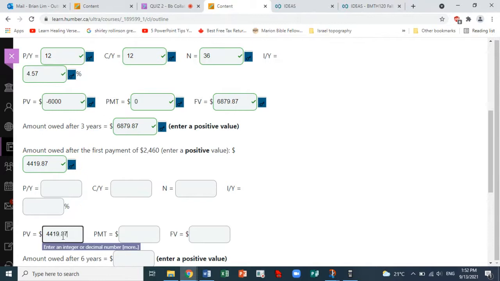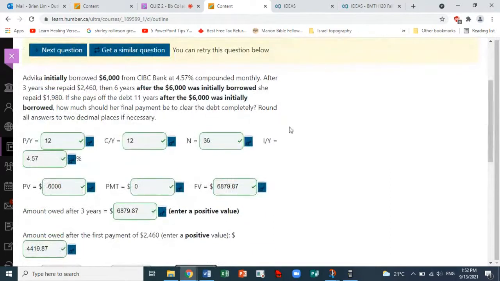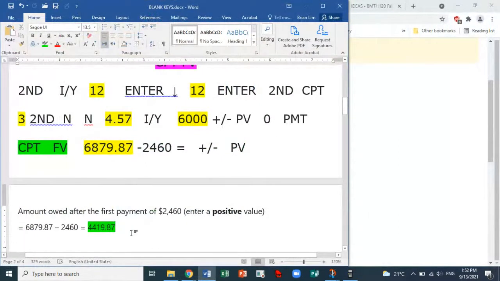So even if, let's just ignore the negative this time, these numbers will remain the same, PY and CY, so they do not change. But now we are going after 6 years, after she makes another repayment. So let's go back in here. So 6 years after borrowing, that's $6,000. Is it? Yeah, $6,000.